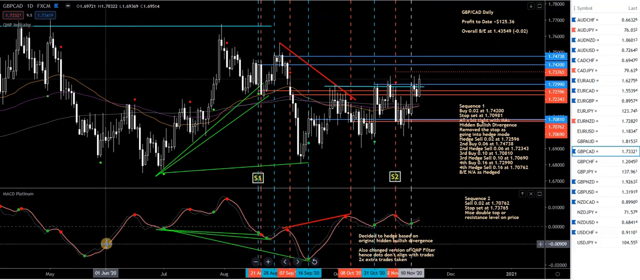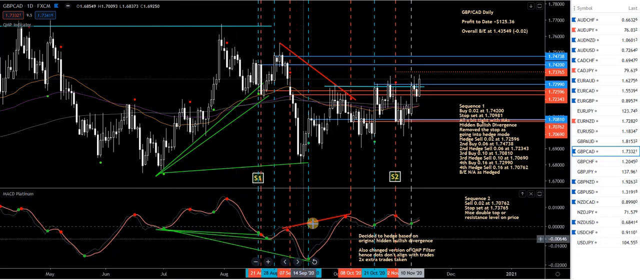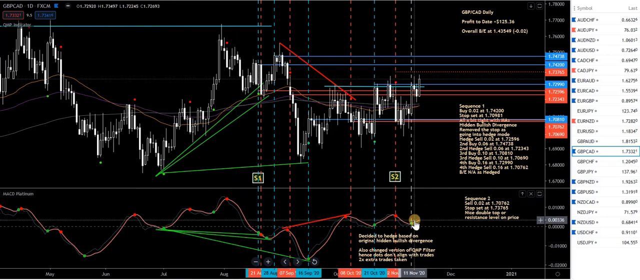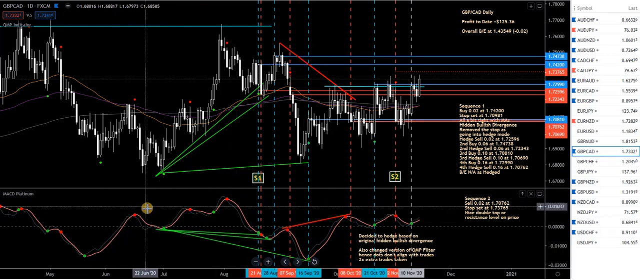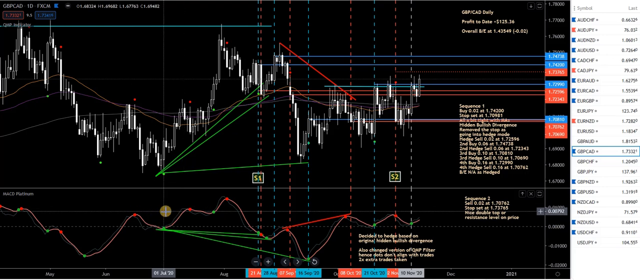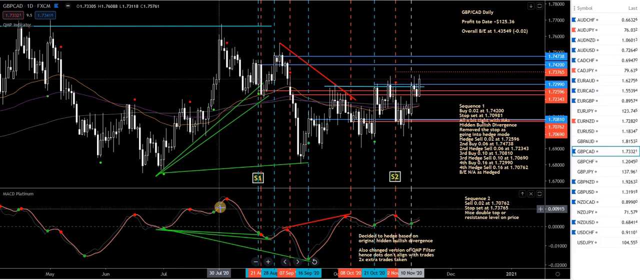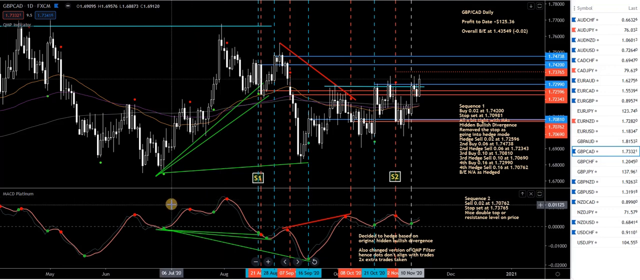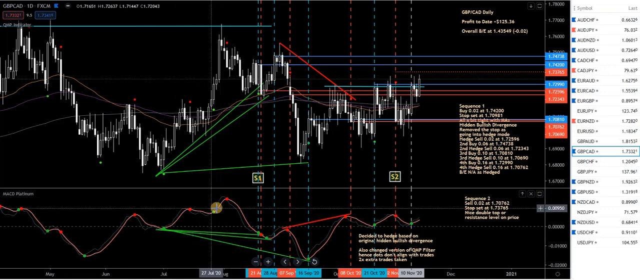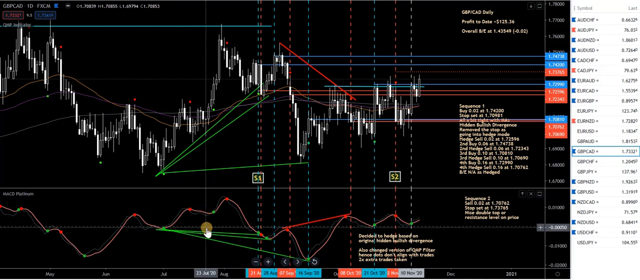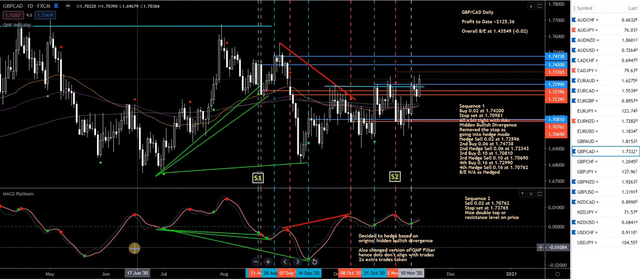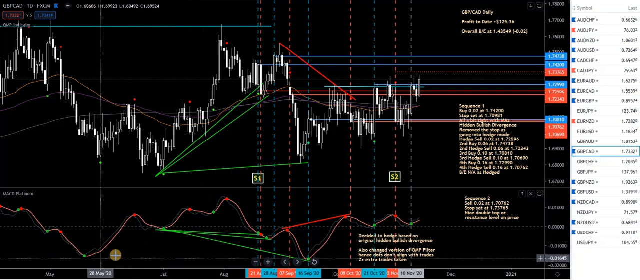I probably haven't explained the MACD Platinum, this indicator down here. It's a zero lag MACD, just a little bit more sensitive. I use the default settings like any MACD, 12, 26, 9. If the red dots are above the zero level, I'm looking to sell, which is this dotted line here. If it's below the zero level, I'm looking to buy.